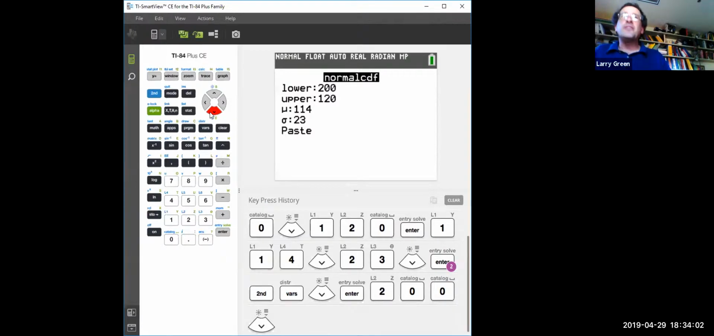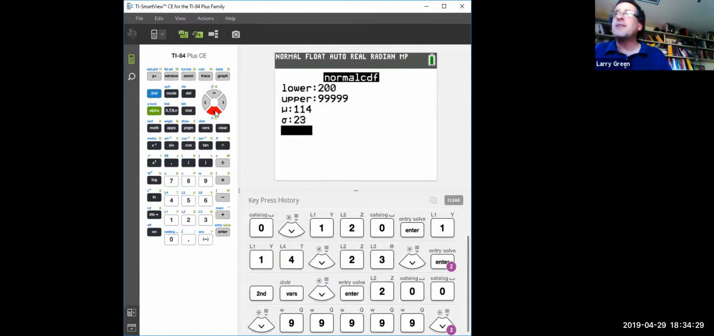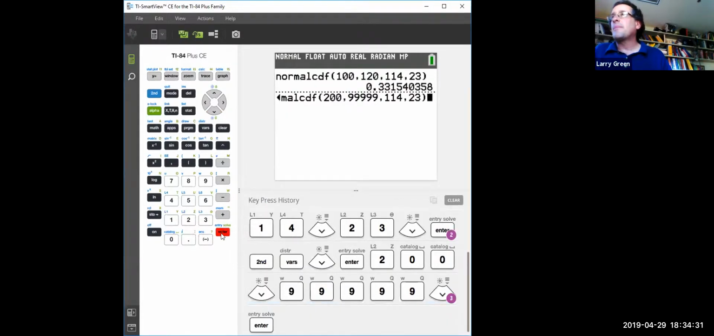So what you do is as long as it's much, much bigger than the lower, and the mean and standard deviation. Notice that the mean, the standard deviation, and the lower are no more than 3 digits each. So I like to add 2 more and put 9s in. So 5 9s, 1, 2, 3, 4, 5, and that'll work. And that'll act like infinity. Then our mean was 114, standard deviation was still 23, and I hit paste. And enter.